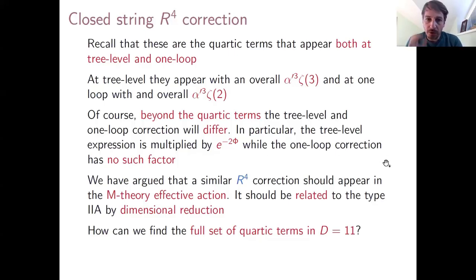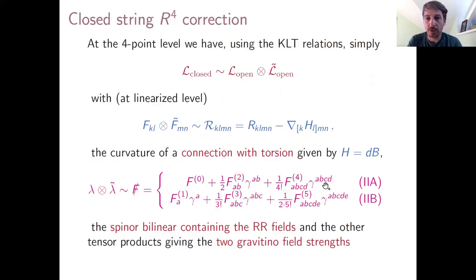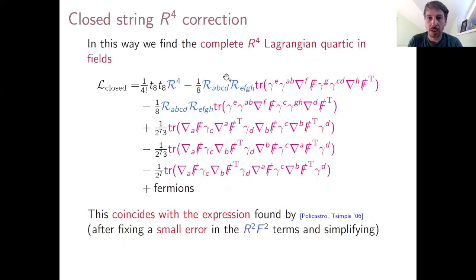Right. Now, I also argue that there should be an R to the 4 correction in the M theory effective action in 11 dimensions, and it should be related by the usual dimensional reduction to the type 2A correction. And the type 2A correction you just find here by using the type 2A expression for the Riemann bispinor. So this contains simultaneously both type 2A and type 2B, of course.